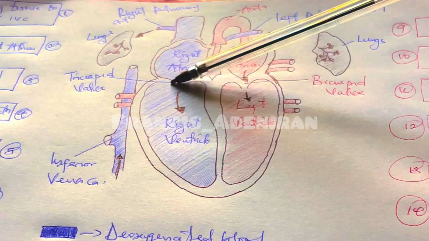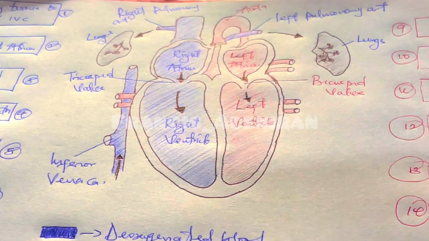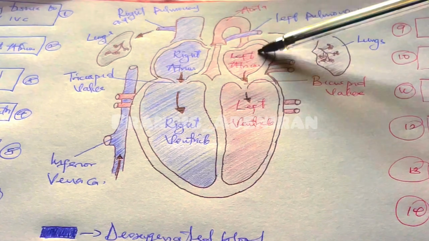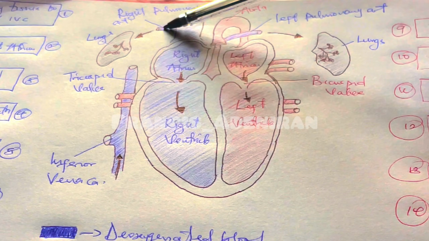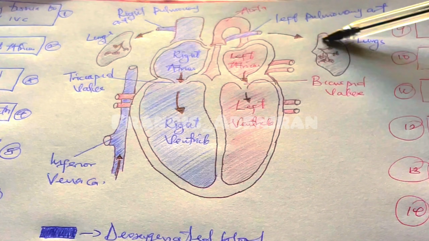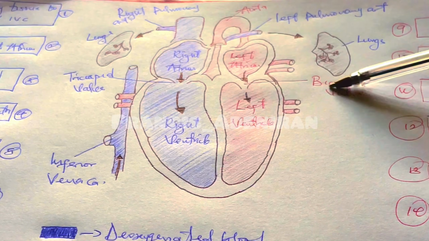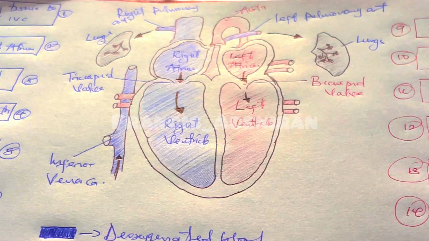Here we have the tricuspid valve. Here we have the pulmonary trunk. Here is the aorta. Here is the left pulmonary artery. This is the right pulmonary artery. Here is the left lung. And here is the bicuspid valve.